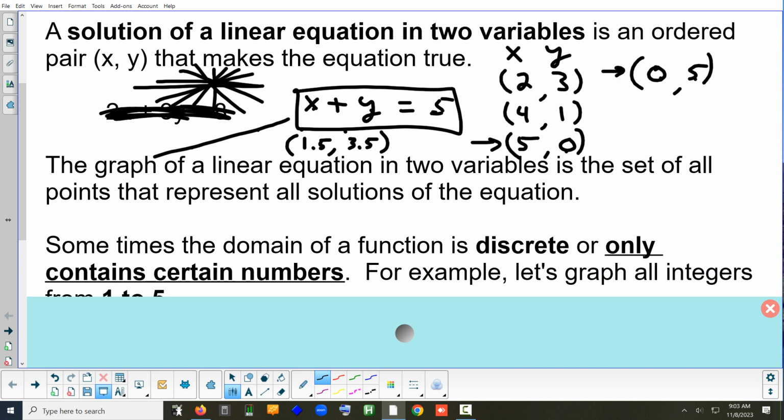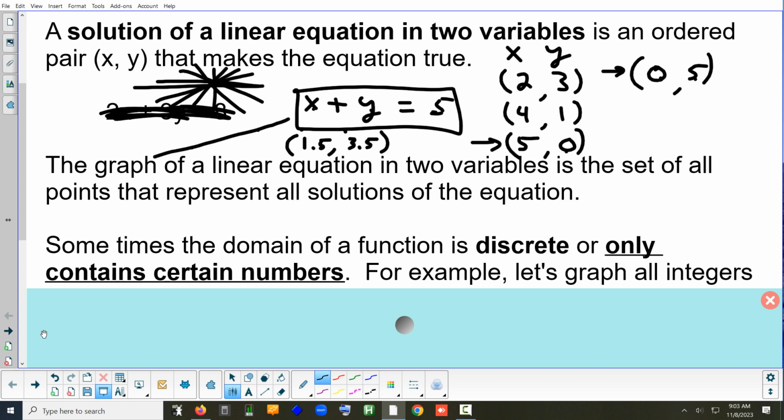But sometimes you can't use any number you want for x and y. Like when we're doing a word problem. Let's say x represented the number of tickets you buy to a concert. Could you buy 1.2 tickets to go to a concert? No, that doesn't make sense. So sometimes you can't let x be anything.